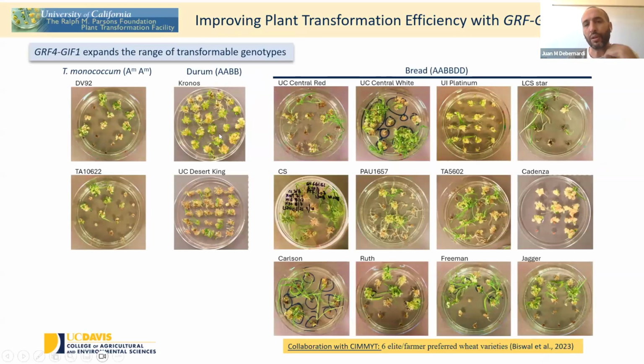Initially, we started working with Kronos because that was our only wheat transformation service. But now we are transforming wheat lines from many different breeding programs in the US, including UC Davis, Idaho, and LCS Star from Limagrain. We have cultivars from Montana, from Nebraska. And we also have a collaboration with CIMMYT, where they were able to transform elite cultivars. And something interesting that I want to mention here is that we are starting to transform diploid wheat.